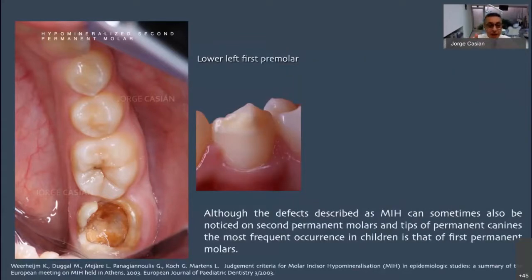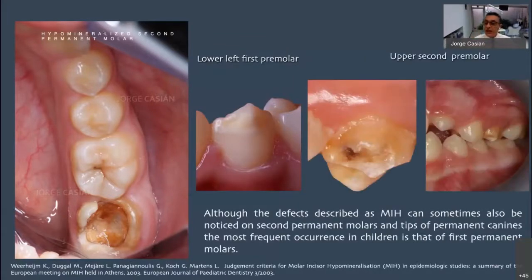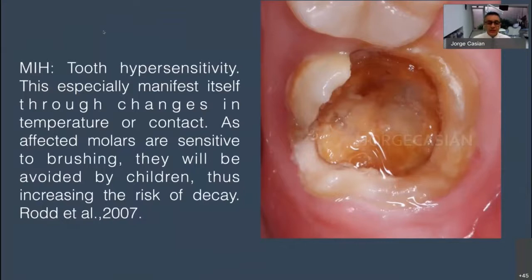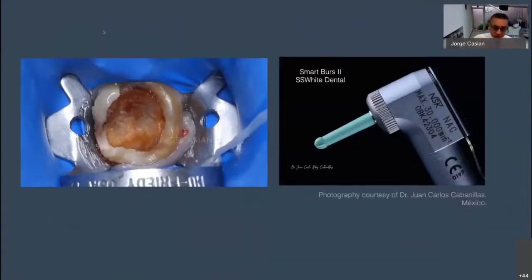This is her first bicuspid, and this is her upper second bicuspid. And she came to my clinic with a lot of sensitivity. She had pain with any cold, hot, or sweet food, even with the toothpaste when brushing her teeth. So, after some local anesthesia administration, I placed a rubber dam.